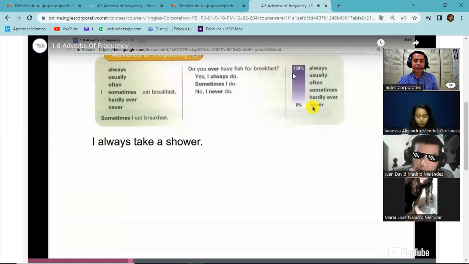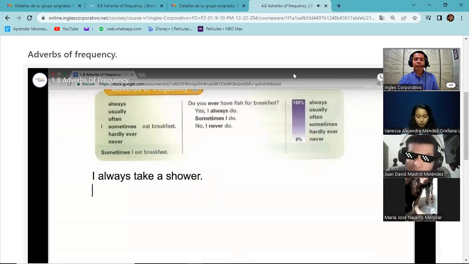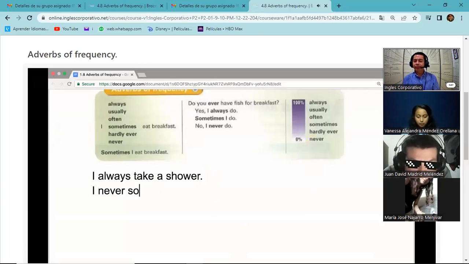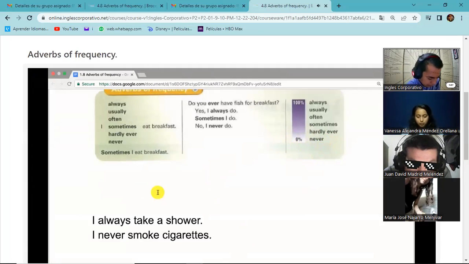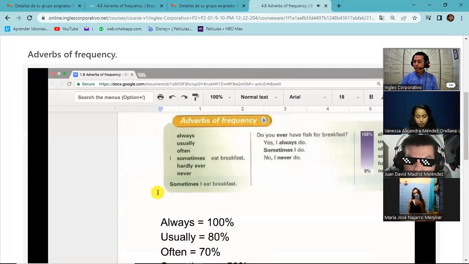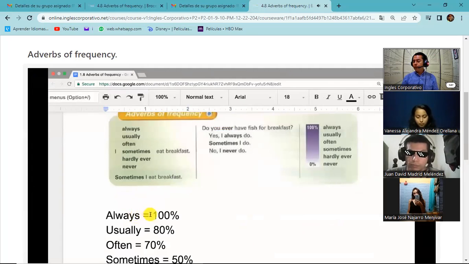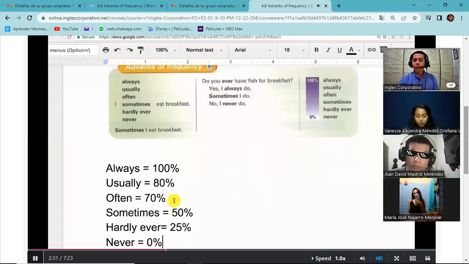You can use adverbs of frequency for that. For example, I never smoke cigarettes. This means 0% of the time. The easiest way to categorize adverbs of frequency is by giving each a percentage number. So let's do just that. Always equals 100%, usually equals 80%, often equals 70%, sometimes equals 50%, hardly ever equals 25%, never equals 0%.